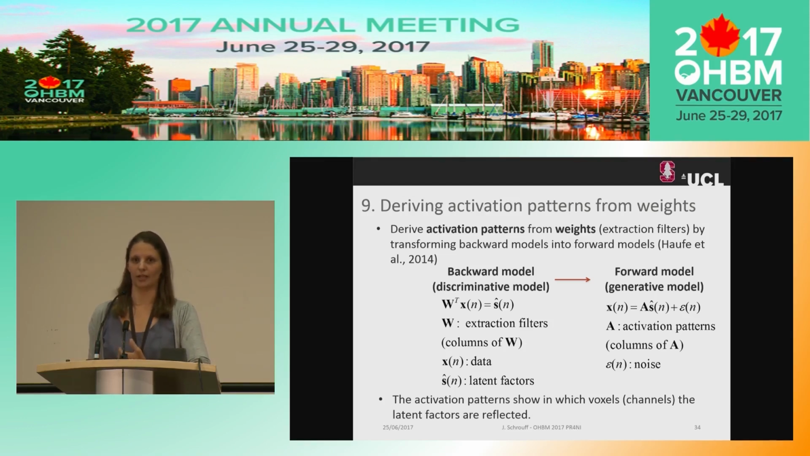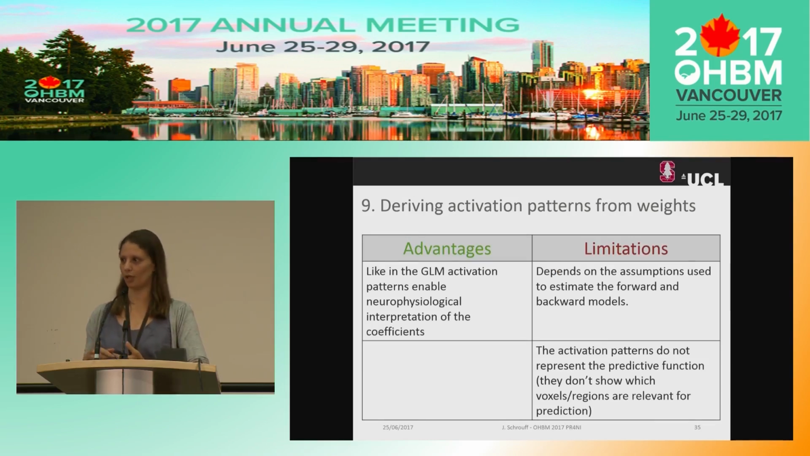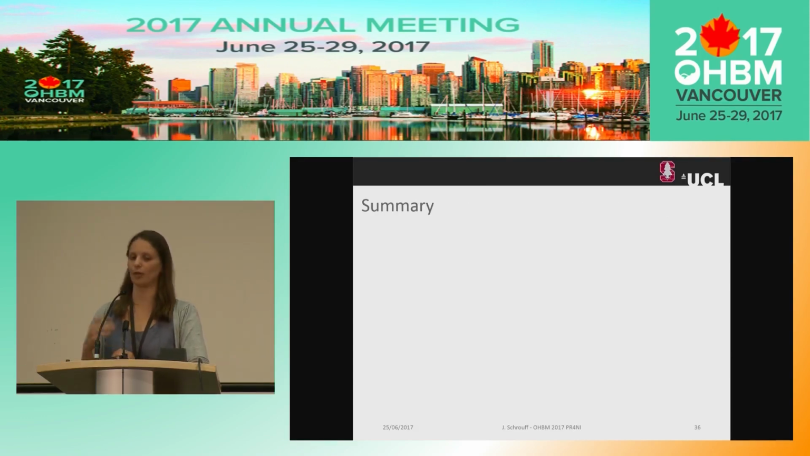So the goal is to take out that noise from the signal and try to identify the sources. And when you do that, you can really look at the map like it's an activation map, like it's a GLM. But it depends on the assumptions that you use to estimate the forward and the backward models, because they show different variations where they use lasso to better recover the sources, for example. But that's, again, another hypothesis, another set of parameters to set. And the activation patterns do not represent the predictive function. It's just not a predictive function. The weight map is, but that is not.